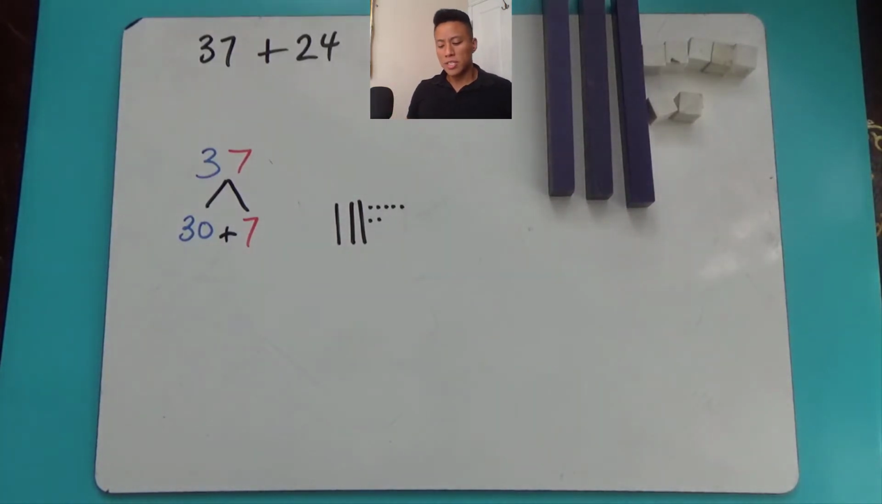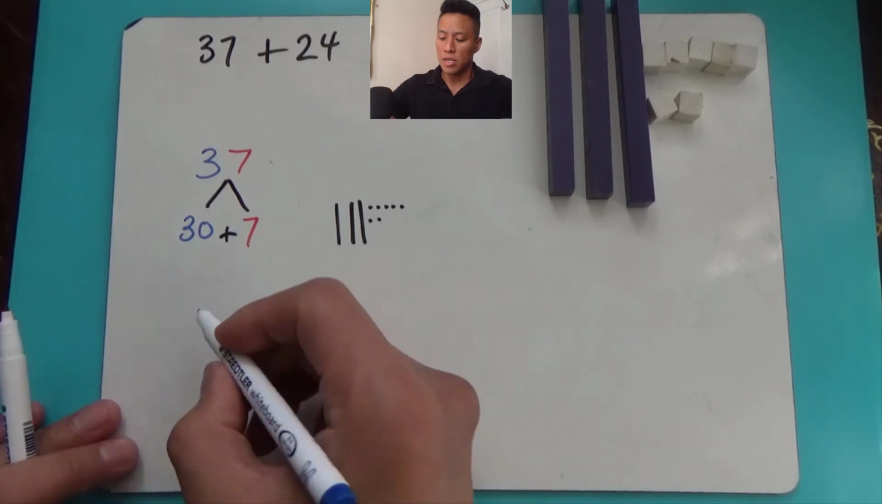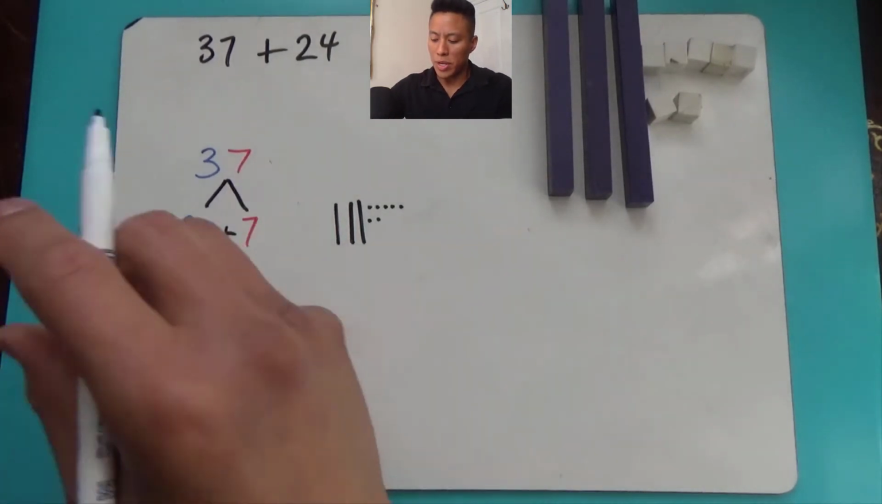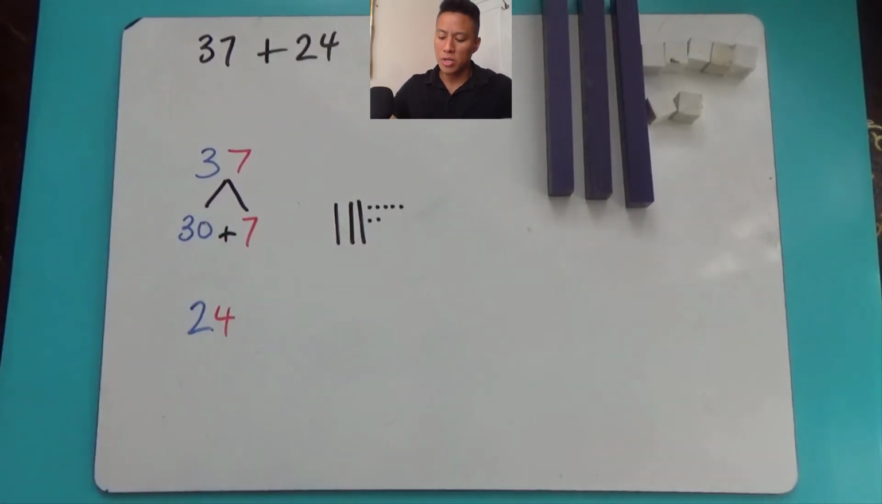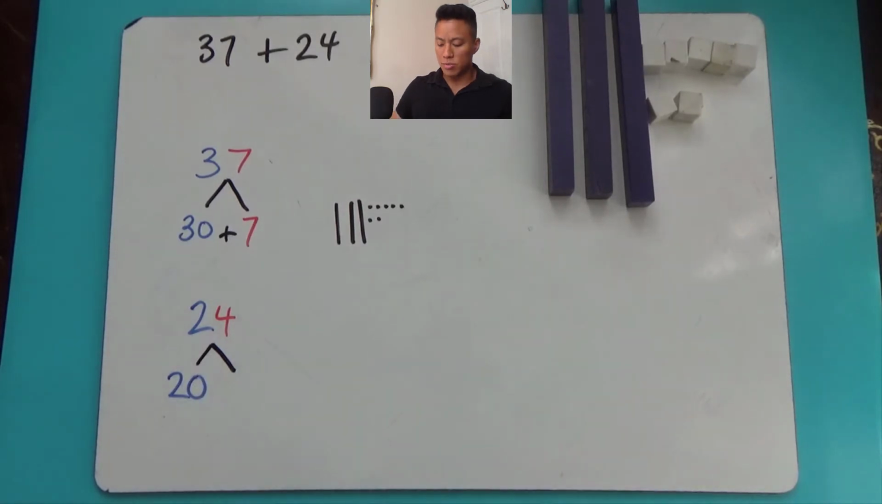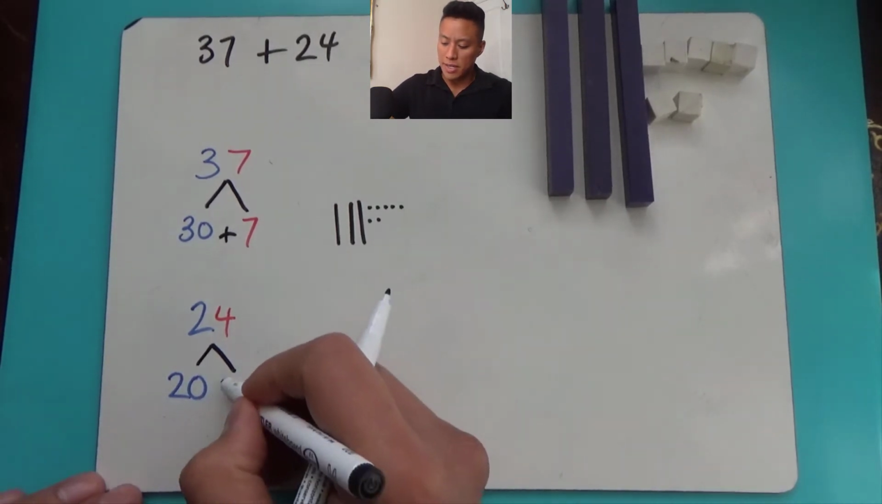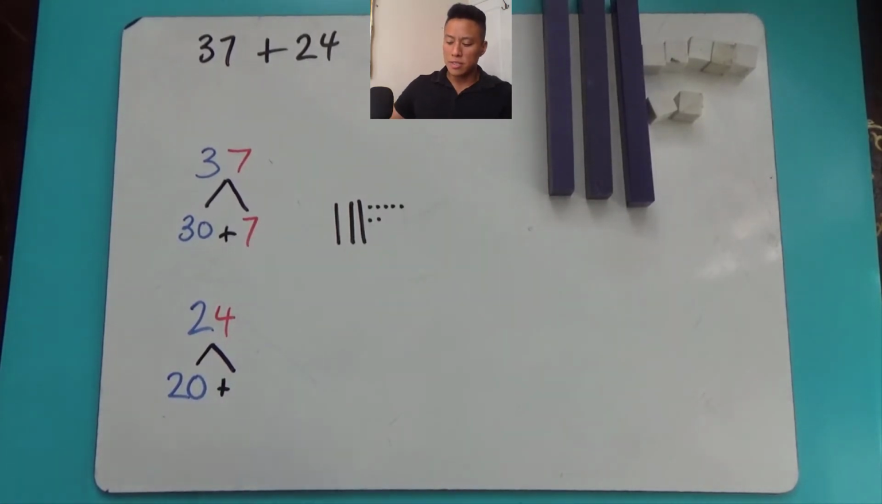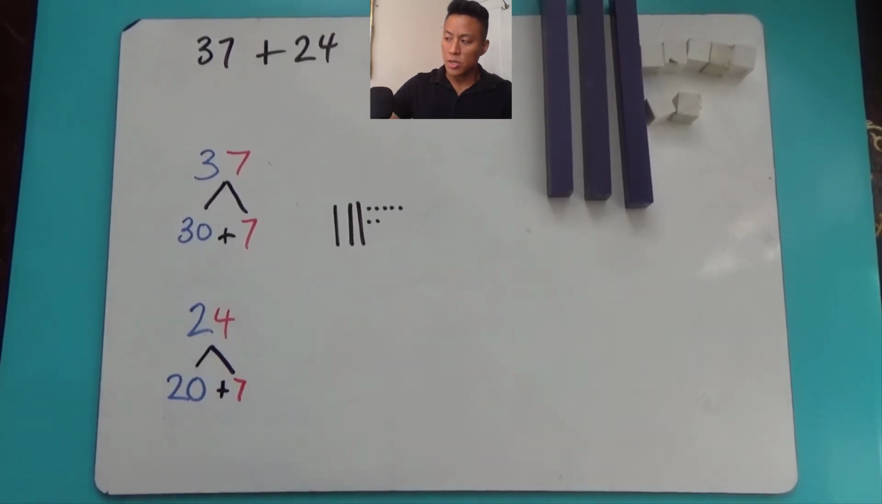Okay, 37, and we're going to add on 24. So we've got a 24. We've got a digit 2 in the tens and a digit 4 in the ones. And when we get its expanded form, so we partition it into its tens and ones, we get 2 tens, which is the number 20, and we get 7 ones, which is the number 7.